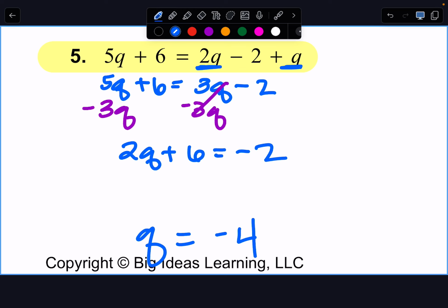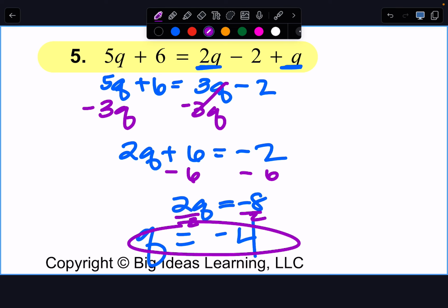Okay, now we're going to have to subtract the 6 over so that 2Q equals negative 8. So now when we divide by 2, there's our negative 4. Okay. Light bulb. Okay, now if you made a mistake during any of those 3 problems, it's cool. We're still working on it. Okay? If you got there, good job.